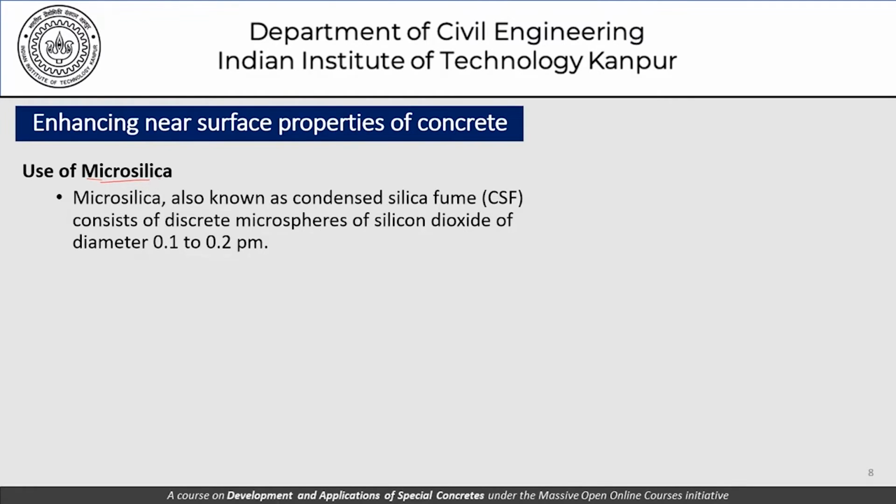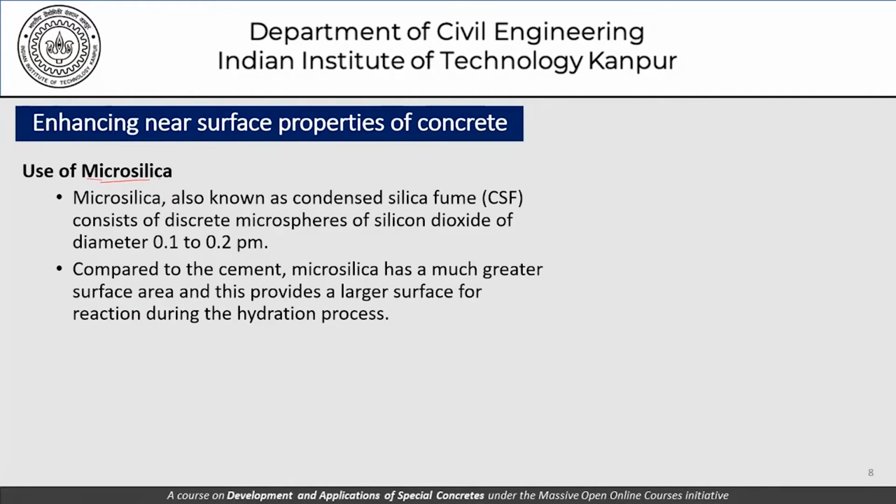Microsilica, also known as condensed silica fume, consists of discrete microspheres of silicon dioxide of the diameter of about 0.1 to 0.2 picometers. Compared to cement, microsilica has a much larger surface area and provides a larger surface for reaction during the hydration process. So microsilica is one of the mineral admixtures that is added to the concrete at the time of proportioning itself.